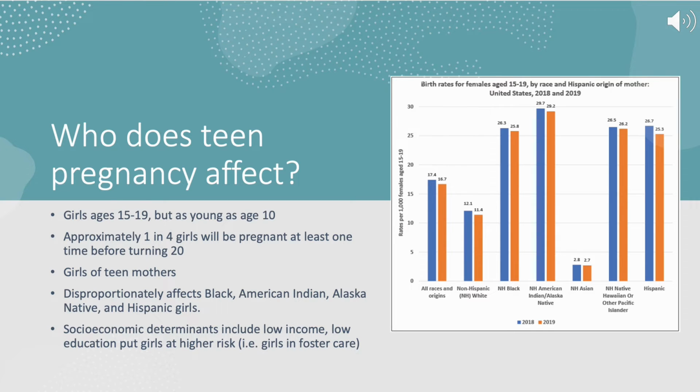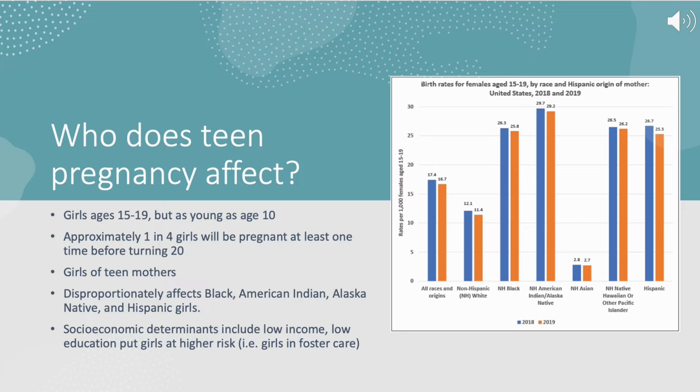Teen pregnancy disproportionately affects girls of teen mothers. They're 3 times more likely to become pregnant in their teens than the normal population. It also disproportionately affects Black, American Indian, Alaskan Native, and Hispanic girls more than it affects Caucasian or Asian girls.